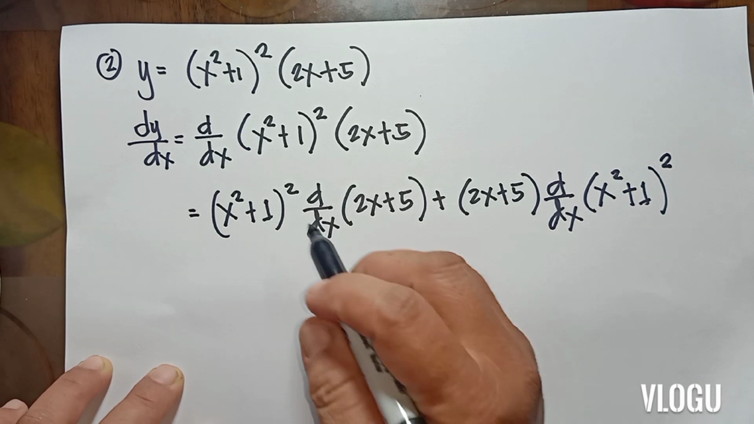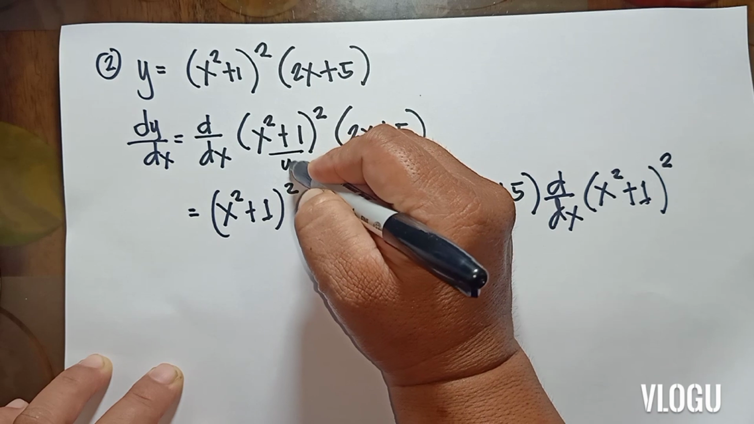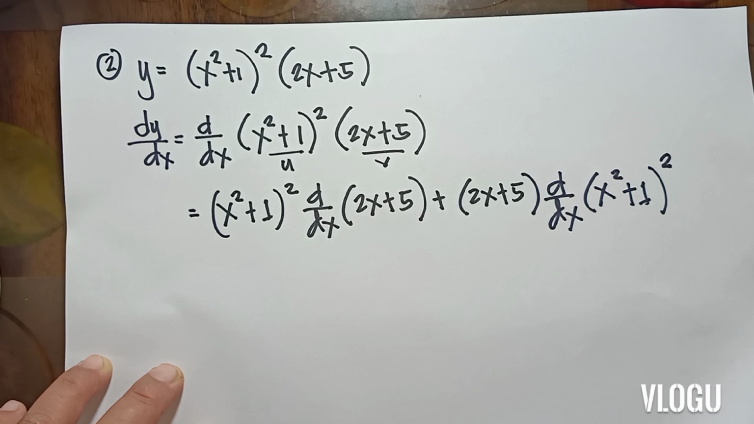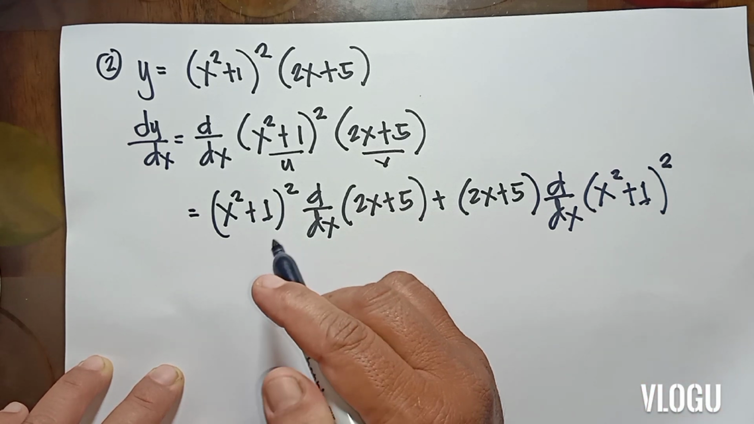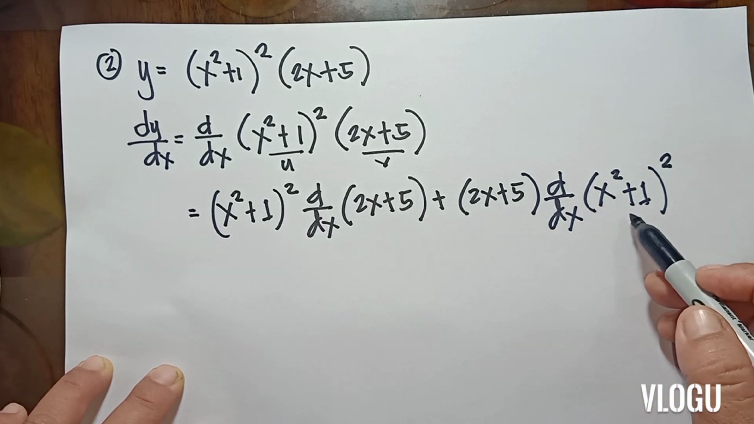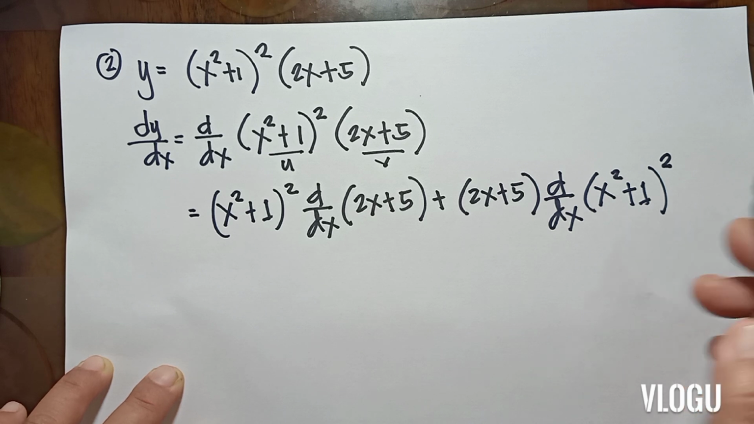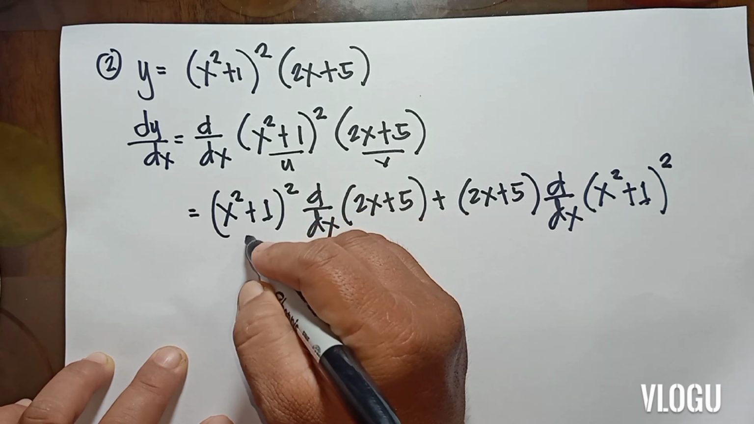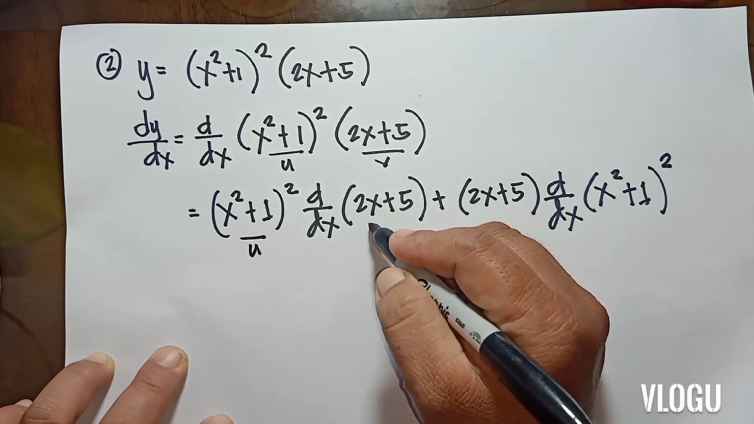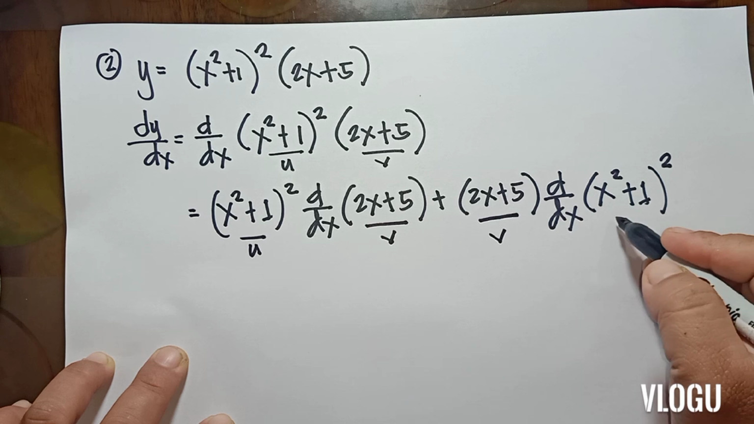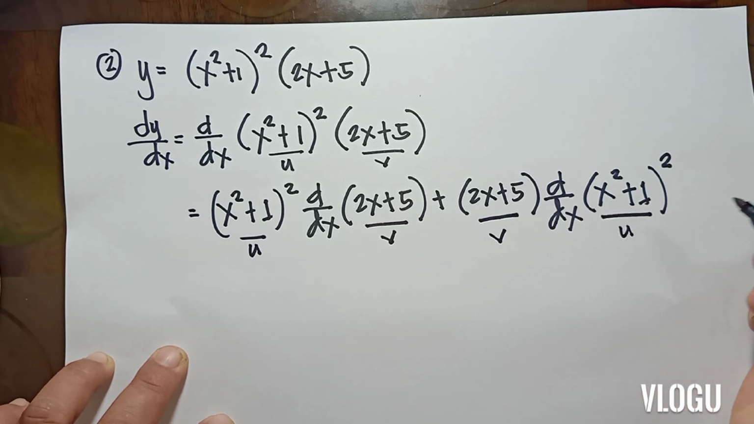If we look at this one, if this is our u and this is our v, that is the derivative of a product. So this is our u, this is our v, and then this is our u again. So take note of that.